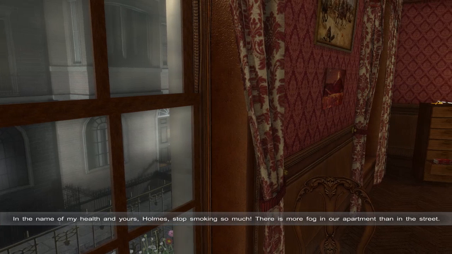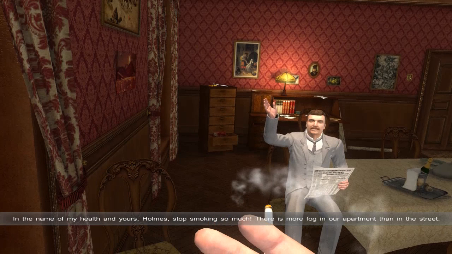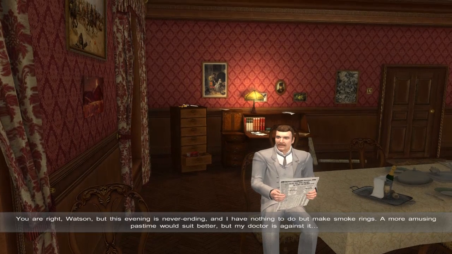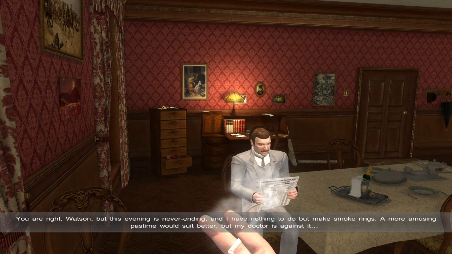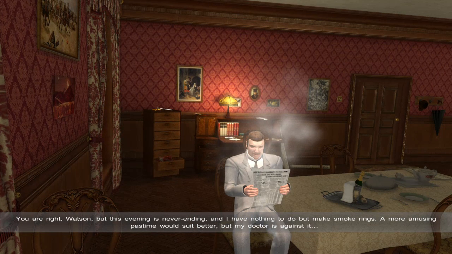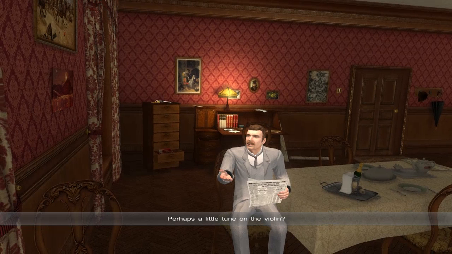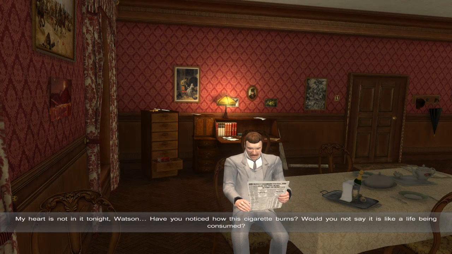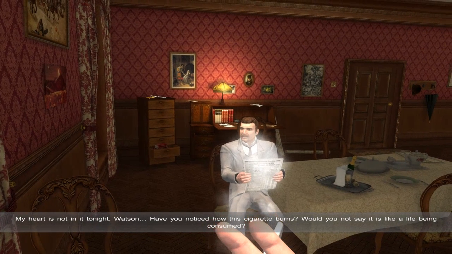In the name of my health and yours, Holmes, stop smoking so much. There is more fog in our apartment than in the street. No. You are right, Watson, but this evening is never ending, and I have nothing to do but make smoke rings. A more amusing pastime would suit better, but my doctor is against it. Perhaps a little tune on the violin. My heart is not in it tonight, Watson. Have you noticed how this cigarette burns? Would you not say it is like a life being consumed?